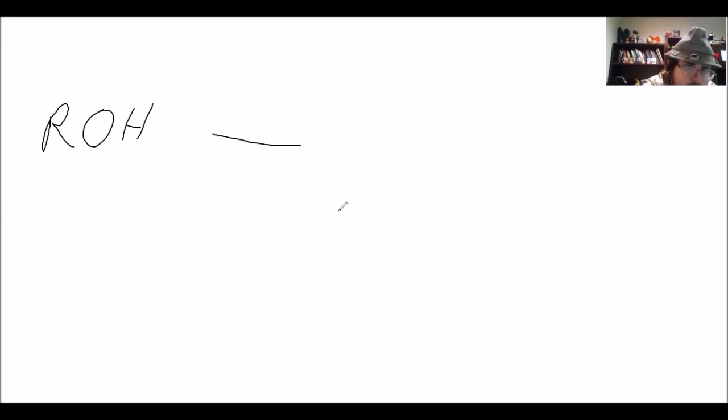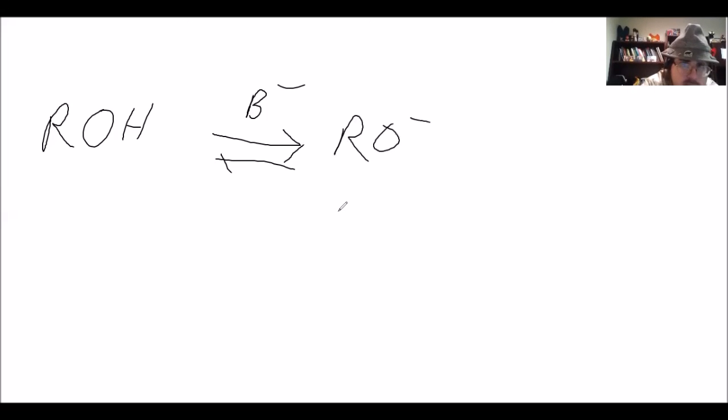Now, alcohol has some interesting properties that we didn't really think about before. It's acidic, very, very weakly acidic, but it's acidic nonetheless, so that an alcohol in a strong enough base, a base stronger than OH minus, can form an alkoxide. Alkoxide, RO minus.